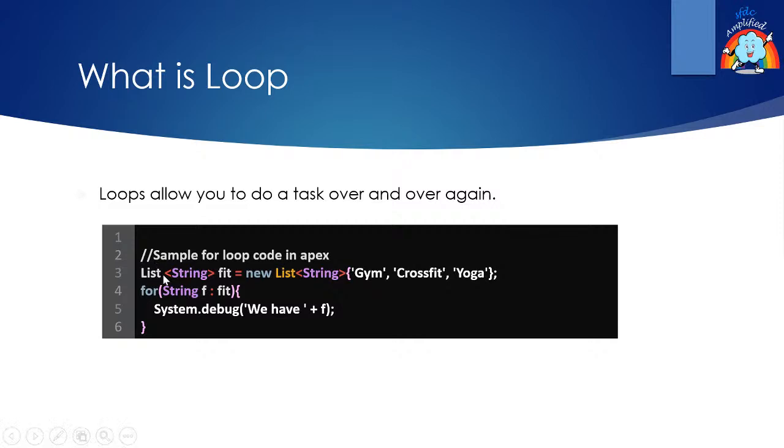So here what will happen? Here in the F we are saving, and we are putting system.debug with plus F. So firstly gym will come, then CrossFit will come, and then yoga will come. The same way the looping works in Lightning Web Component.